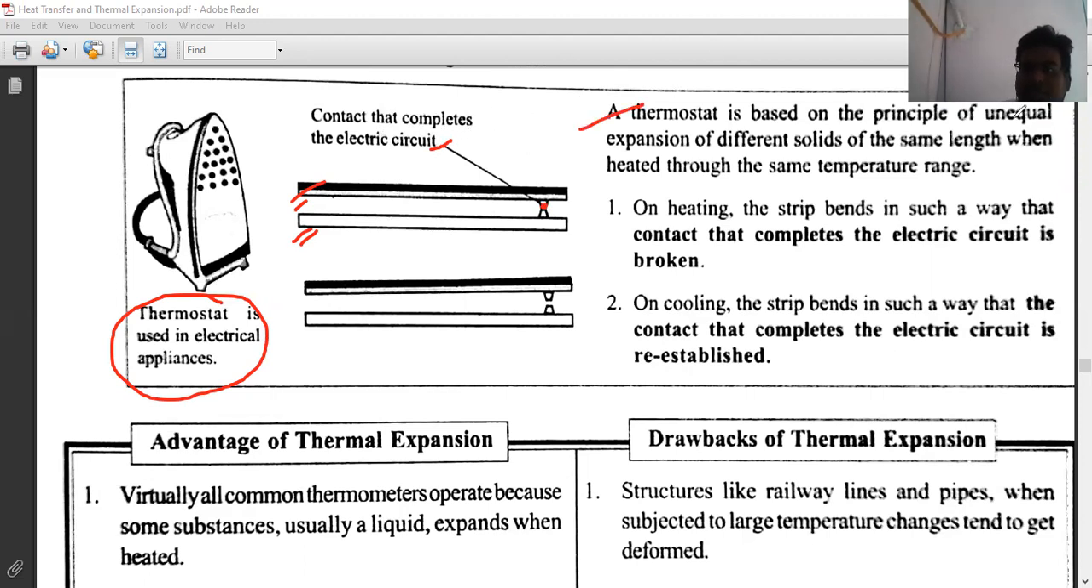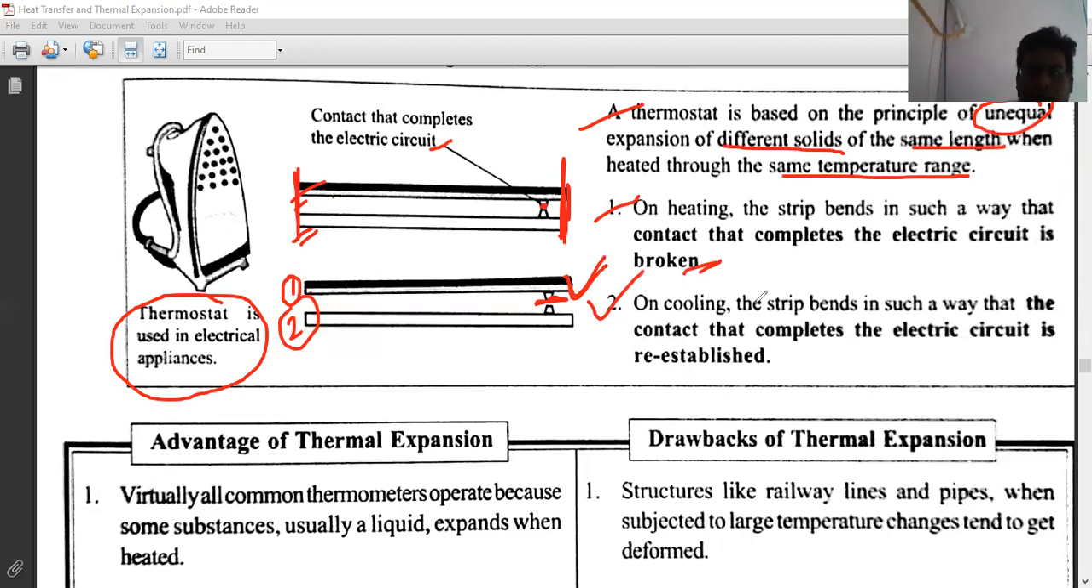So a thermostat is based on the principle of unequal expansion of different solids of the same length when heated through the same temperature range. Right. At room temperature, both lengths are the same, and when heated, the length is increased. So on heating, the strip bends in such a way that the contact that completes the circuit is broken. So when it is heated, that contact is broken due to unequal expansion of these two materials. This will expand unequally with the second one, right? That is called unequal expansion.